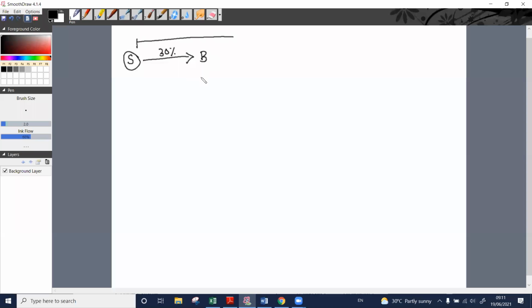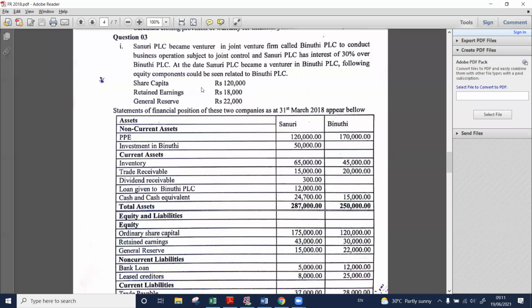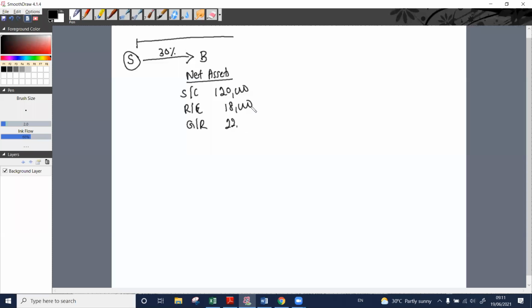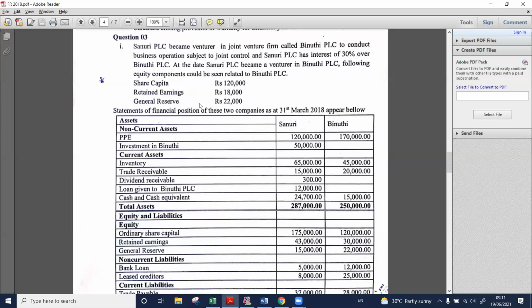And as at the acquisition date, the net asset value of Binuti is given. Share capital 120,000. Retained earnings 18,000. General reserves 22,000. Right. So in this part, those are the information we have been given.